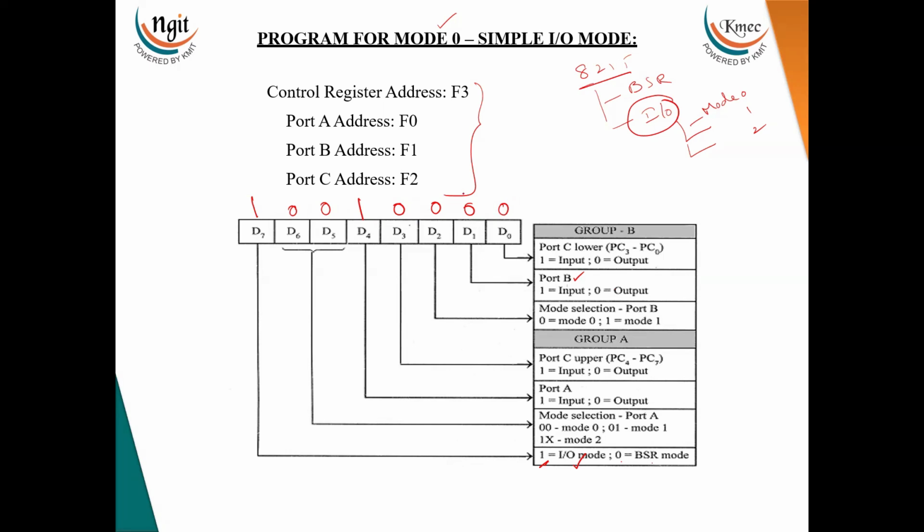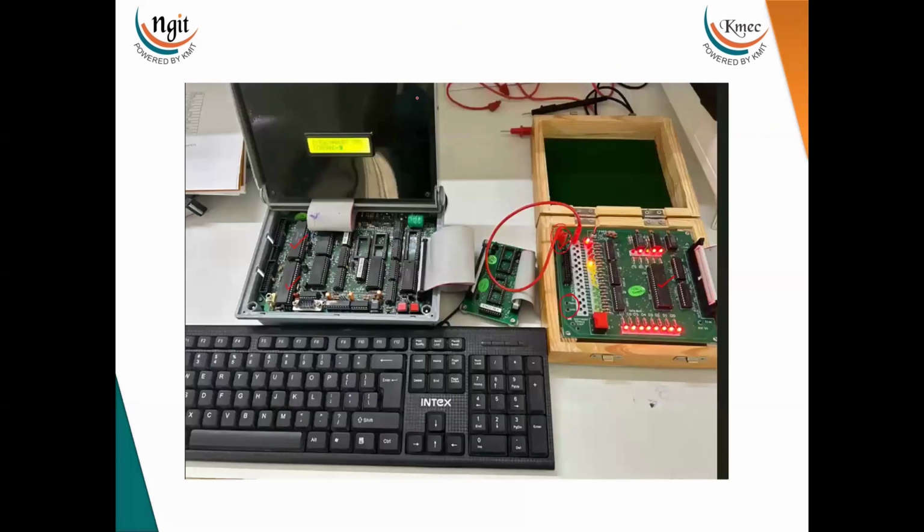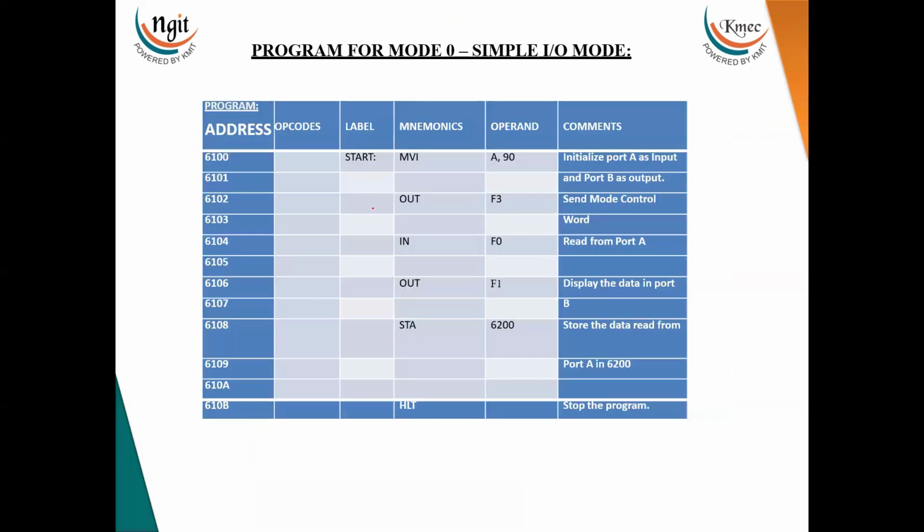Now if I write this in hexadecimal, the first 4 bits 1001 is nothing but 9, and the last 4 bits are zeros, means 0. So 90H. Now what is the command word? The command word, or control word, both we can say, is 90H. And what is the control register address? F3.